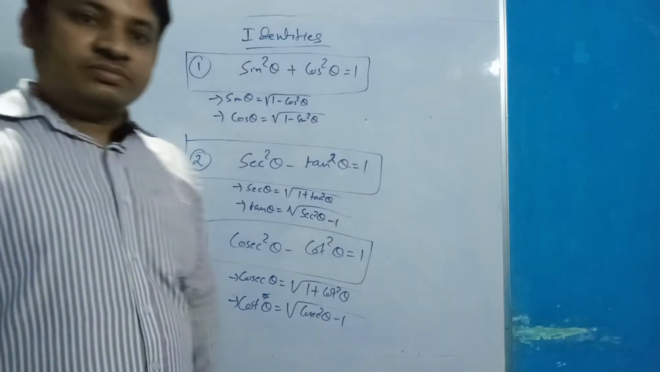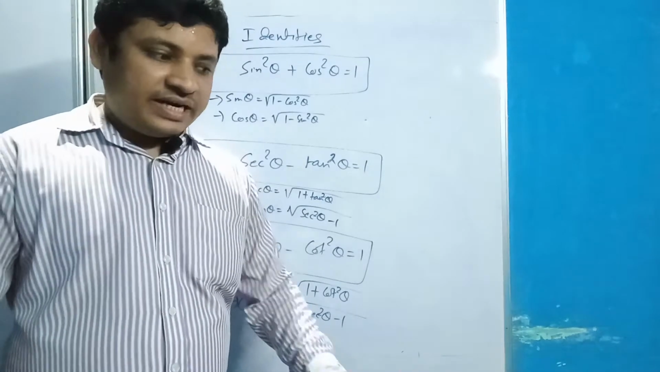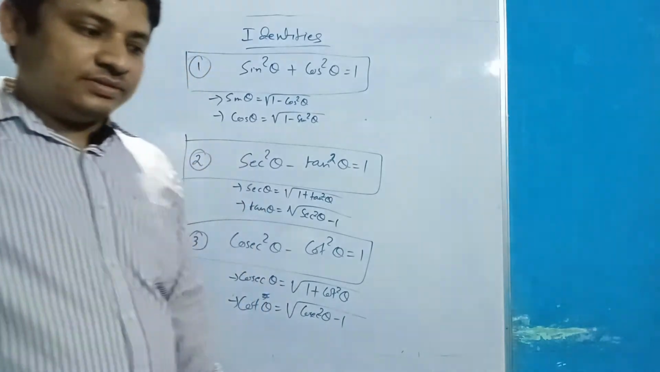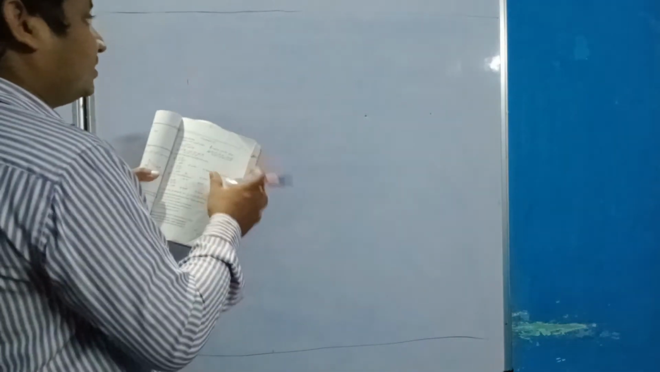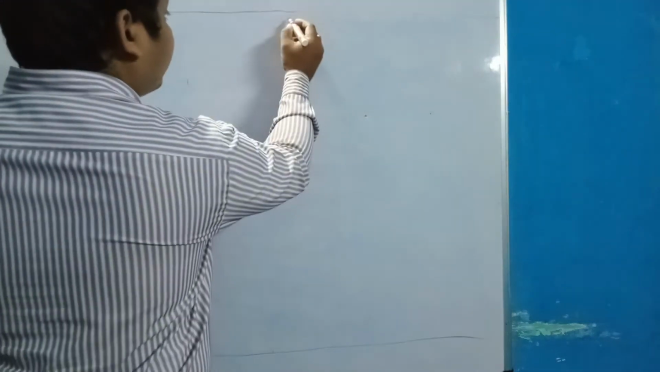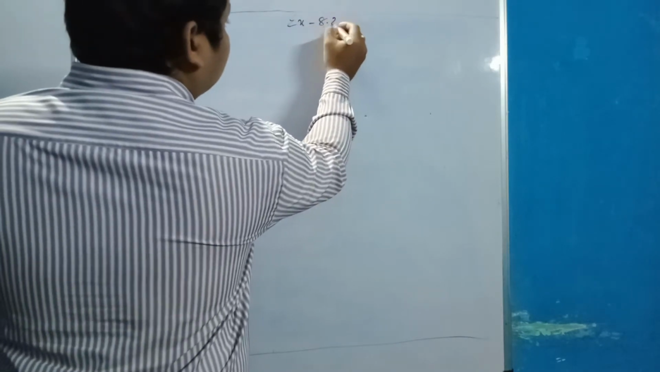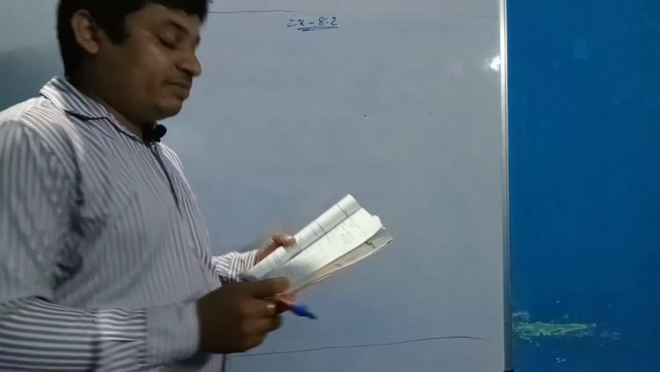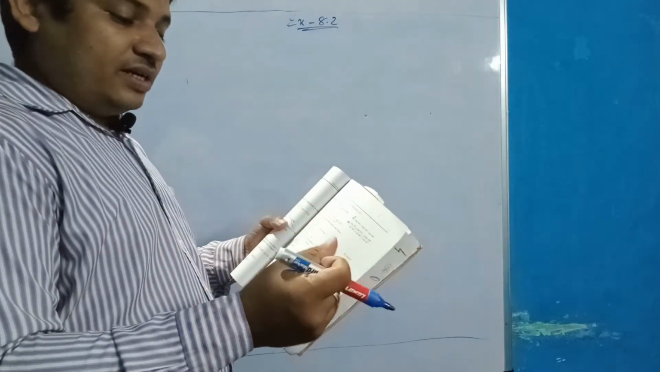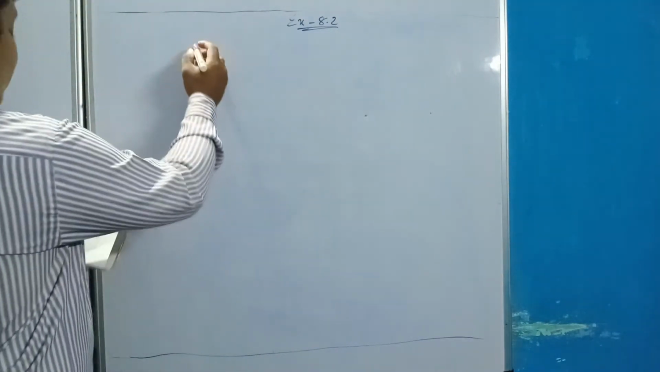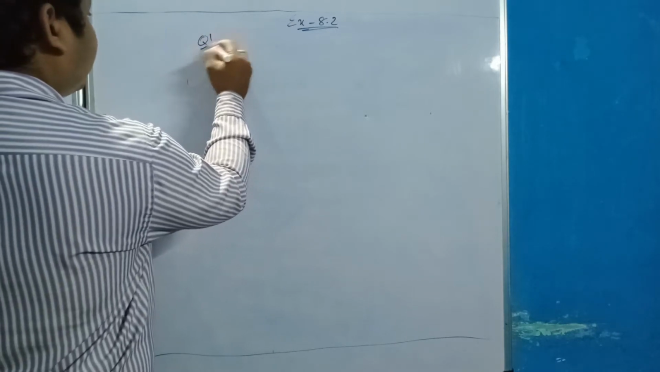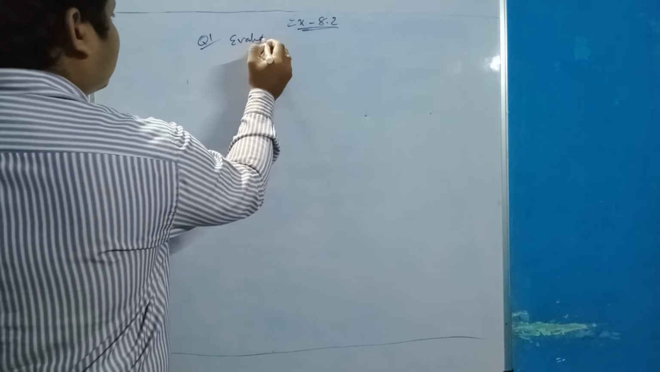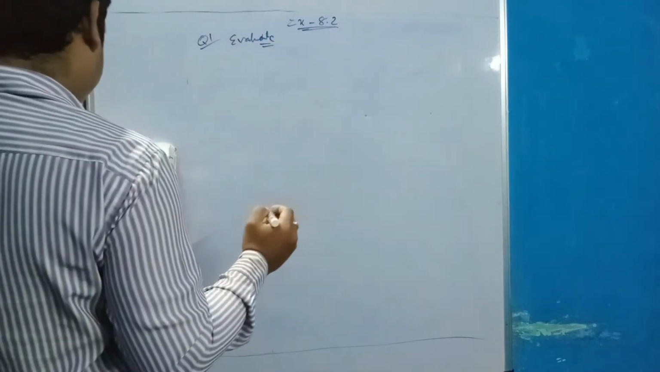So we'll be solving some problems related to these identities and complementary angles. So we can go for the exercise. This is the NCERT book. From the NCERT book I am writing. We had already solved some of the problems from exercise 8.1. Now we'll be going for exercise 8.2. Here one question is given like evaluate. Question number 1, evaluate.